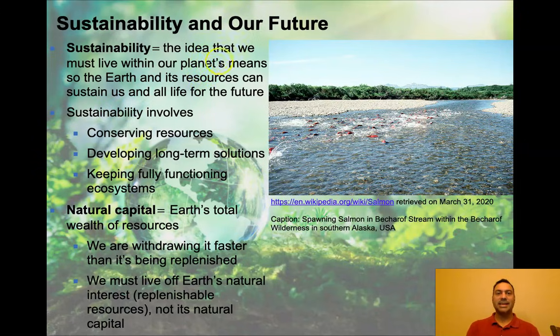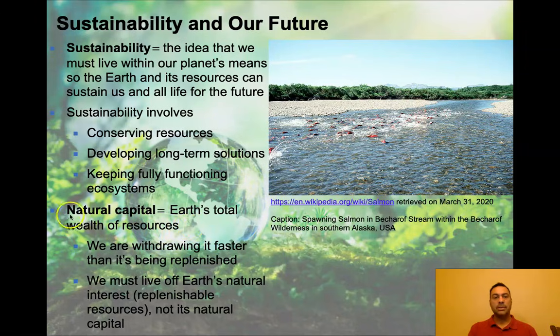So sustainability is the idea that we must live within our planet's means so the Earth and its resources can sustain us and all life for the future. So basically, it's what can we do to make sure that the ecosystems continue to provide what we need so that we can continue on the path that we currently are on. If we don't change things, obviously if we're at 1.7 Earths of resources, that's not sustainable. The Earth can only sustain one. So something's going to break or something's going to give at some point. So sustainability involves conserving resources, developing long-term solutions, and keeping fully functioning ecosystems.